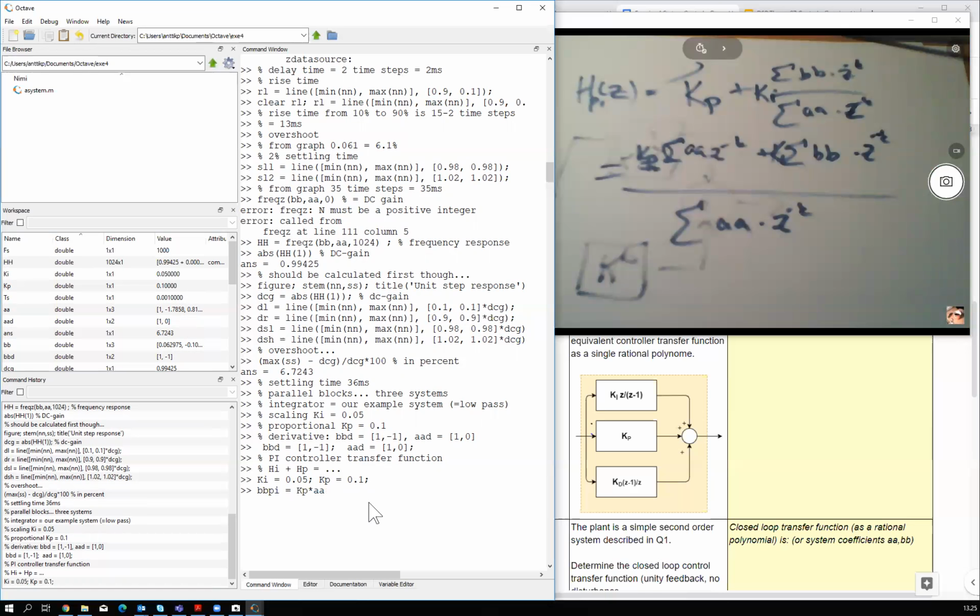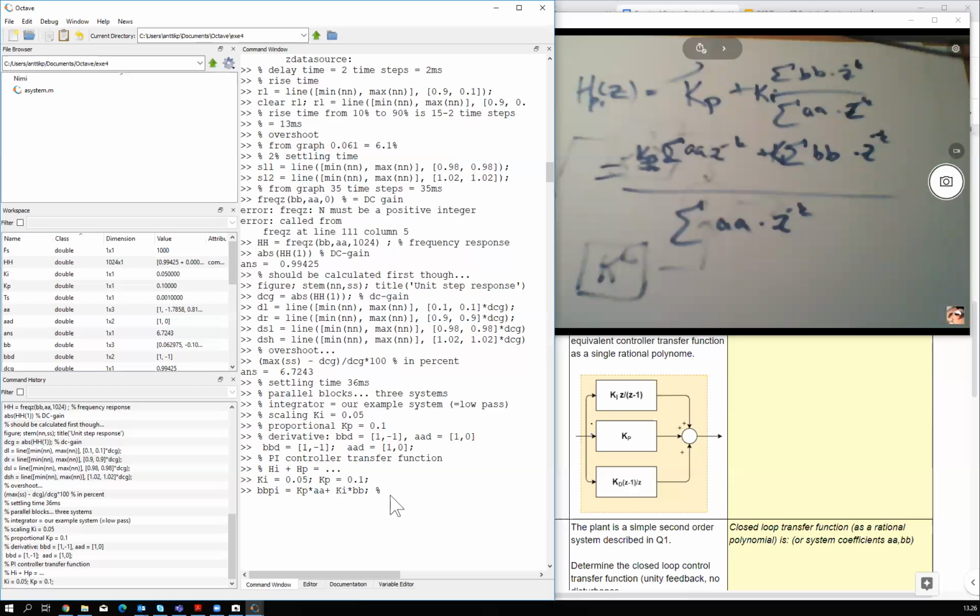This is how easy it is to make mistakes here. Plus KI times BB. So I have KP times AA plus KI times BB, exactly how it is there. The coefficients are multiplied and then added together, so those are vectors added together. As long as your a and b have the same order, with trailing zeros so that the vector sizes match, adding systems together is very simple.